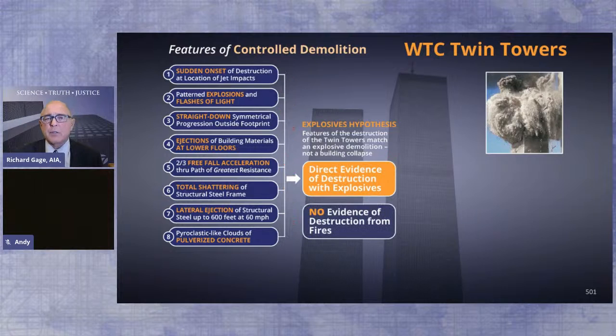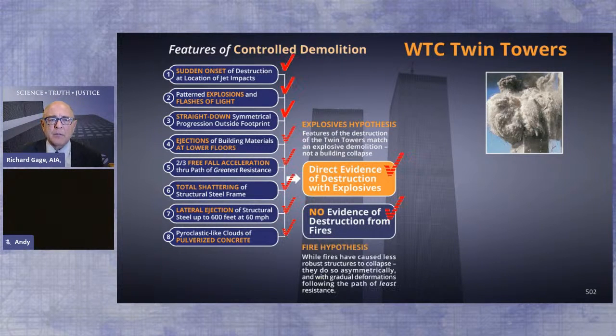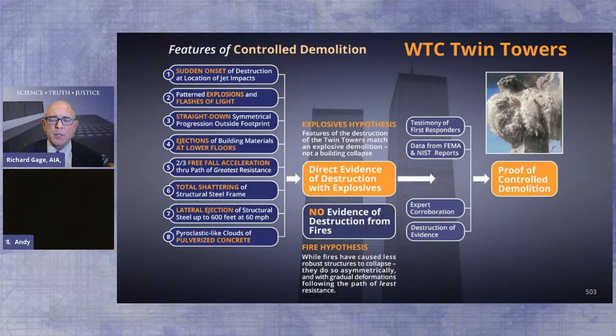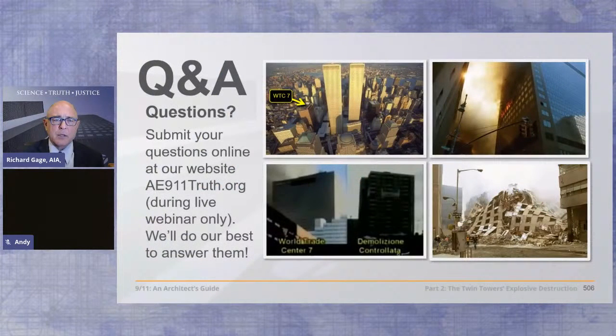None of these features can be accounted for by fire. With additional circumstantial corroborative testimony, we find this proof of controlled demolition, proof that has prompted 3,000 architects and engineers to put their reputations on the line, demanding a new investigation. You might have some questions for us at this time.